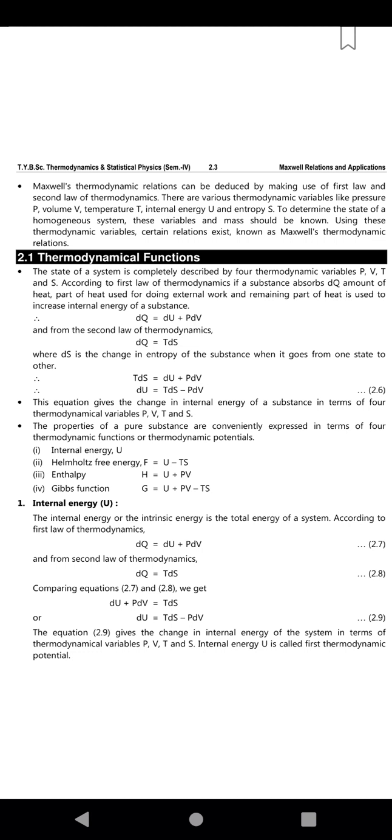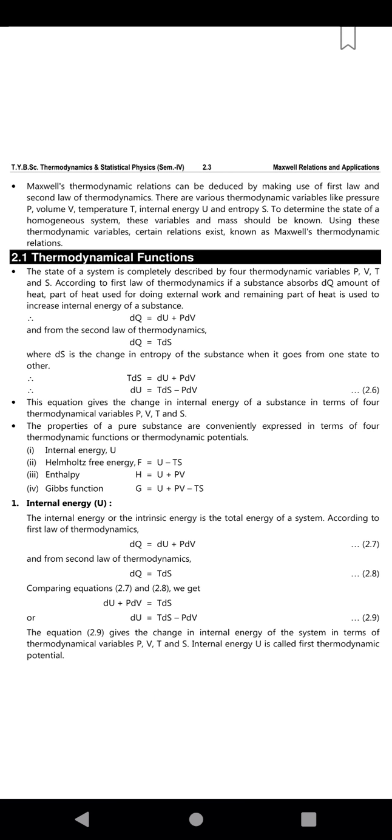From the above two equations, since the left-hand sides are equal, the right-hand sides should be equal. Therefore, we get TdS equal to dU plus PdV. Therefore, dU can be written as TdS minus PdV. This equation gives the change in internal energy of the substance in terms of four thermodynamic variables: pressure, volume, temperature, and entropy. That is, dU is the change in internal energy of the substance, T is the temperature, dS is the change in entropy, P is the pressure, and dV is the change in volume.